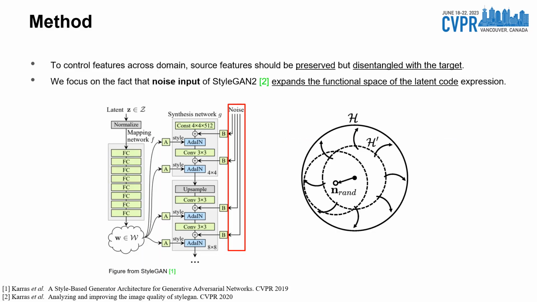To control features across domains in a single model, we argue that the source features should be preserved but disentangled with the target in the model's inherited space. To this end, we focus on the fact that the noise input of StyleGAN2, which is added after each convolution, expands the functional space composed of the latent code expression. In other words, the feature space could be seen as a set of subspaces corresponding to each random noise.